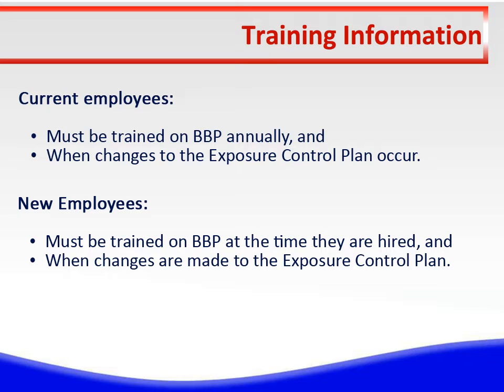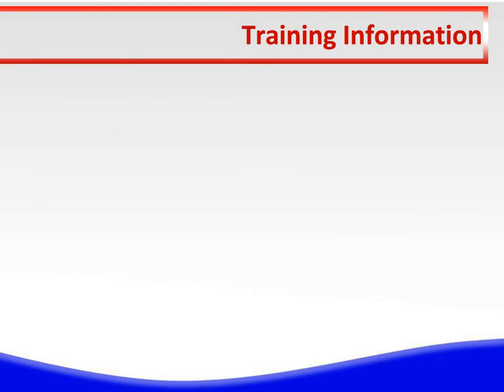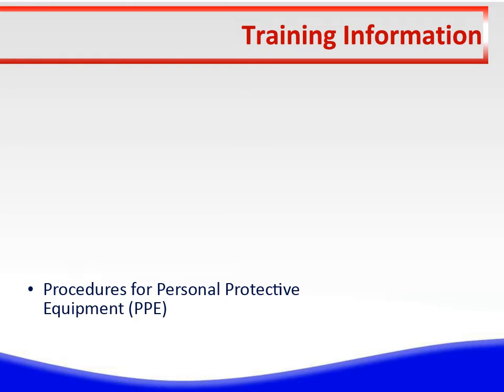The training program must cover, at a minimum, the following elements: training on the epidemiology, symptoms, and transmission of bloodborne pathogen diseases, a copy and explanation of the bloodborne pathogen standard, an explanation of the site-specific exposure control plan and how to obtain a copy, an explanation of the methods to recognize tasks and other activities that may involve exposure to blood and other potentially infectious materials, including what constitutes an exposure incident, an explanation of the use and limitations of engineering controls, work practices, and PPE, an explanation of the types, uses, location, removal, handling, decontamination, and disposal of PPE, an explanation of the basis for PPE selection.